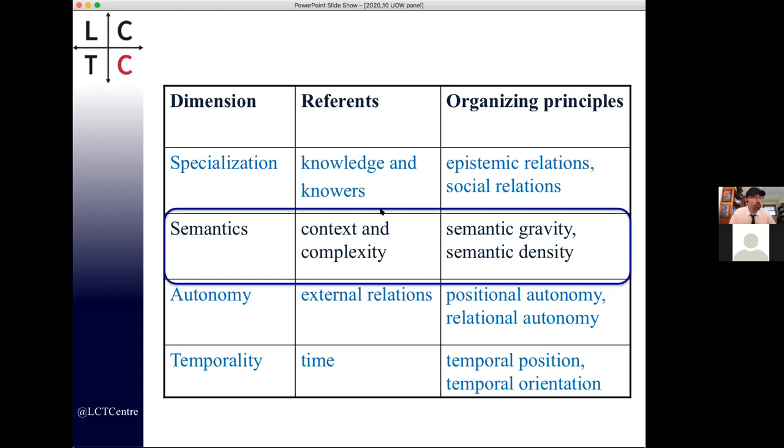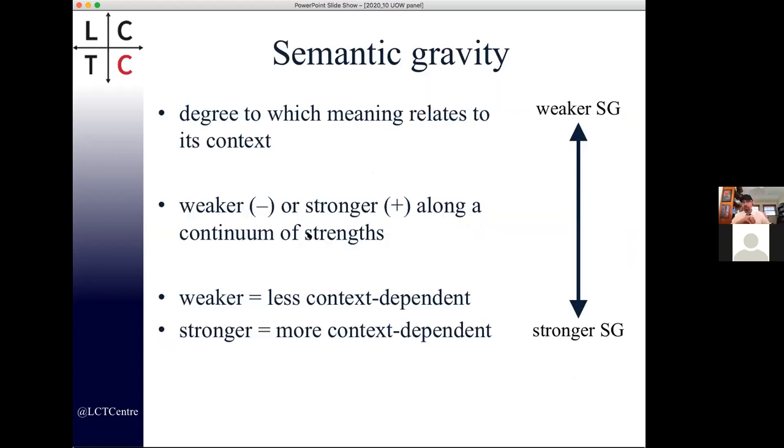So the first one of those concepts is semantic gravity, which describes the degree of context dependence of meaning, whether that meaning's in a curriculum or a textbook or a student essay, or it's being spoken aloud, whatever it might be. And when something is strongly dependent on its context to make sense, it has stronger semantic gravity. And when it's less dependent on its context, it exhibits weaker semantic gravity.